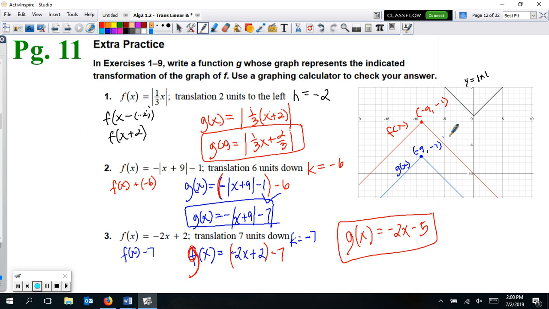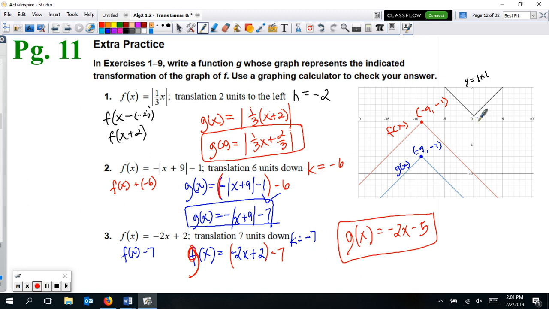Now it's still the same shape as the parent function. It doesn't change the shape, because notice in front of the x inside here is a 1. In front of the entire absolute value sign is still just a 1. It's a negative 1, but it's still the number 1. So it stays the same shape. As long as in front of the x and in front of the absolute value is 1, it's still the same shape.